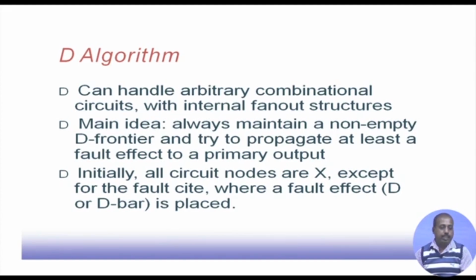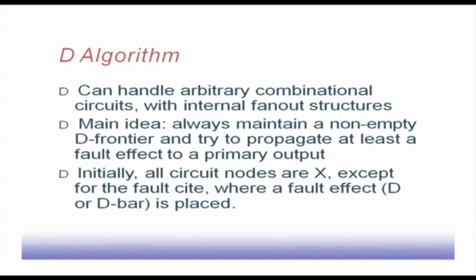The idea is that it maintains a non-empty D frontier. We will define what a D frontier is and try to propagate at least a fault effect to a primary output. It will try to propagate some fault effect to some primary output, and in the process it will create some more requirements for justification. Initially all circuit nodes are at X except the fault site where the fault effect is placed. The fault effect is D or D bar. The D value we can put to the desired fault, so that we can get the complement of that as D bar.